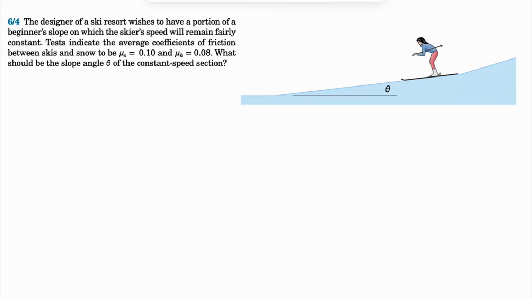We're going to be solving another question from the 6th chapter of the Meriam textbook, J-Mechanics. A designer of a ski resort wishes to have a portion of a beginner slope on which the skier's speed will remain fairly constant. So we have a constant speed in here, and tests indicate the average coefficient of friction between the skis and the snow to be 0.1, and the kinetic coefficient is 0.08. What should be the slope angle theta of the constant speed section? You can see the angle theta in here, and that's what the question is asking us.